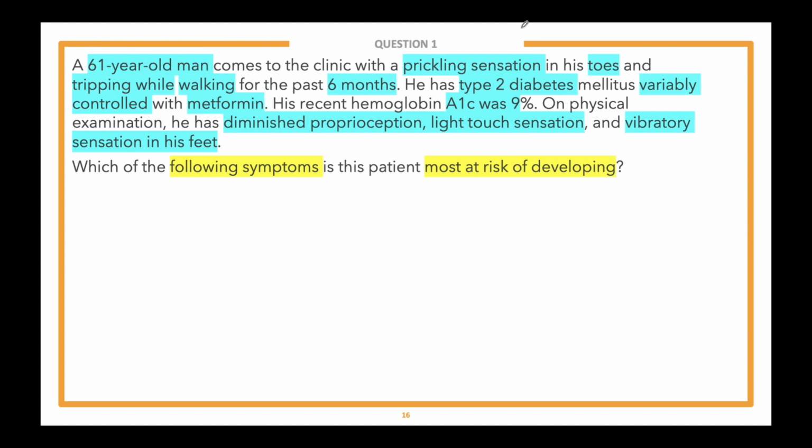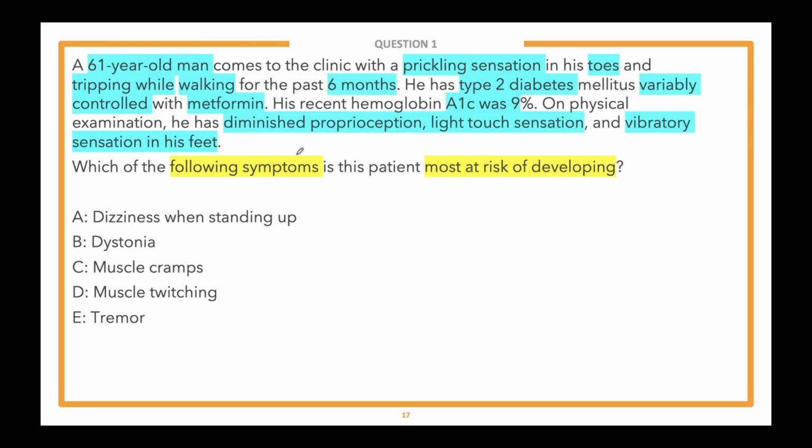In this question, they're asking us about the following symptoms this patient is most at risk of developing. So I think we've got a couple steps here. One, we've got to figure out what condition this patient has. And two, what could he be at risk of? You could maybe argue there's a third step: there could be a couple answer choices that he may be at risk for, and we may have to figure out which one he is most at risk for. So at the very least, we need to figure out what's going on with him, and what he is at risk for. And we're going to keep in mind they're asking specifically most at risk of.